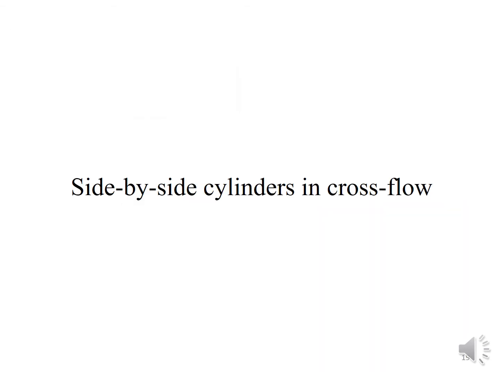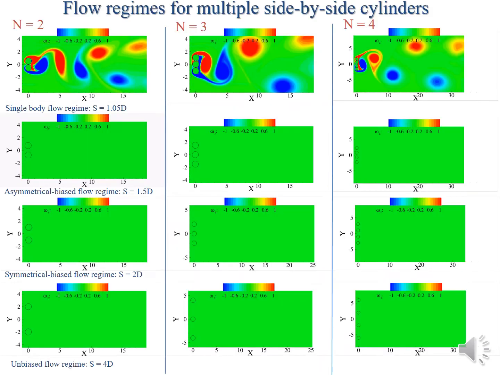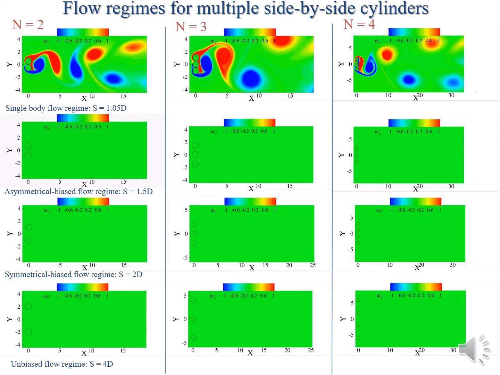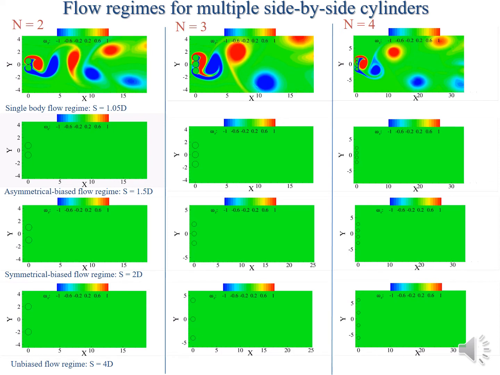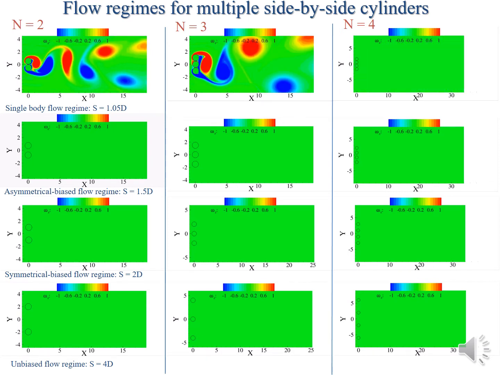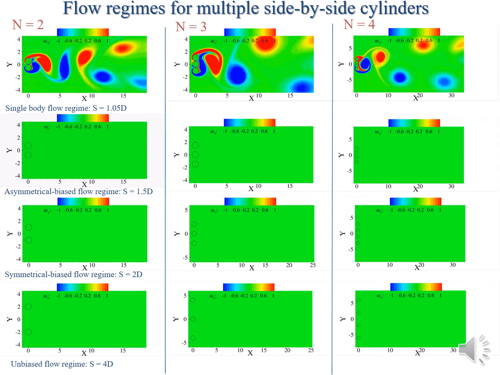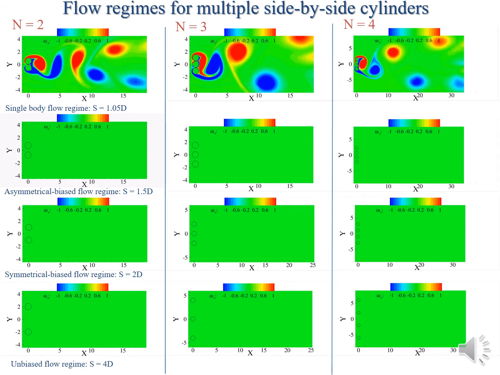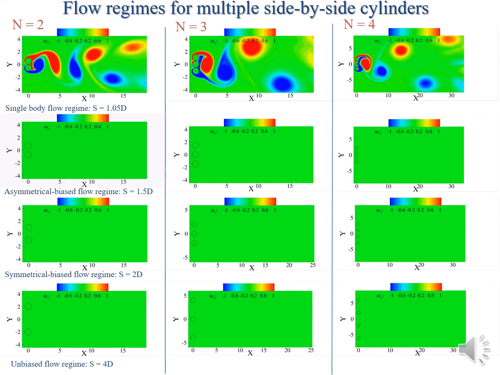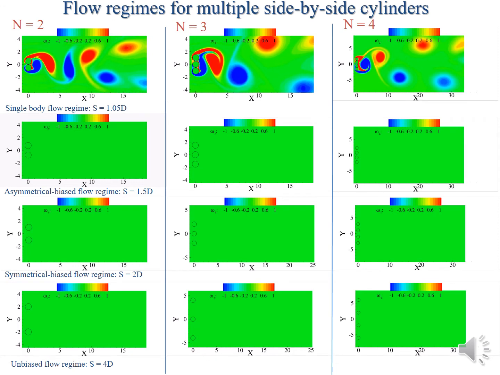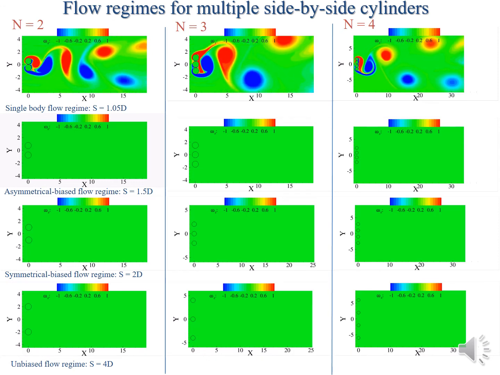Finally, let's go to the side-by-side cylinders in cross flow. First, let's examine what happens when the gap ratio is very, very small and we just increase the number of cylinders. So for this one, we are going to have a gap ratio of 1.05. So the center to center distance between the cylinders is 1.05 diameters. And for that one, we simulate 2, 3, 4, and 5 cylinders.